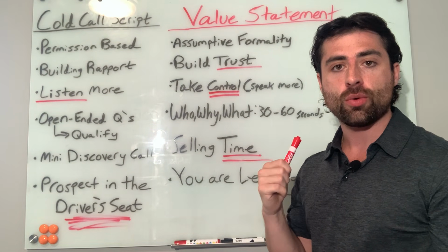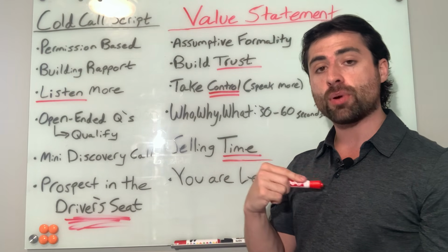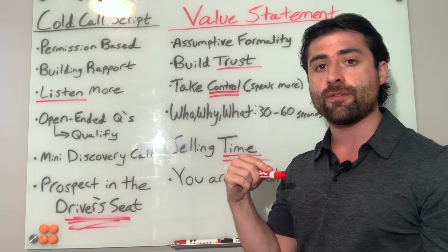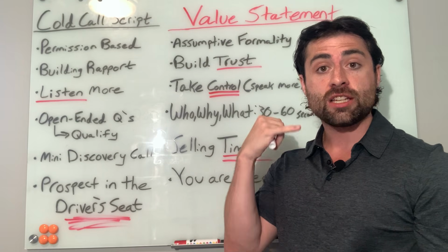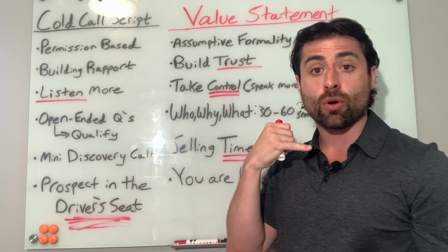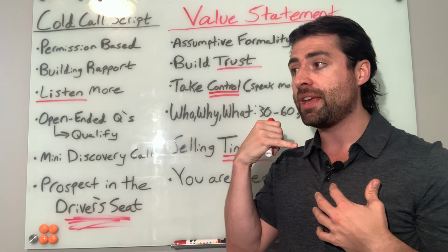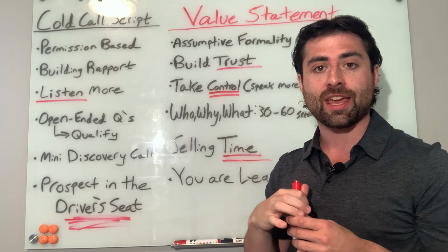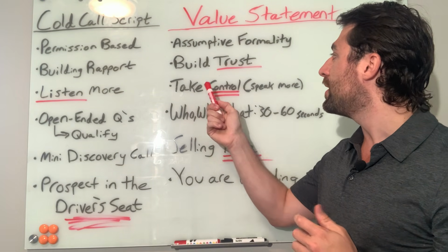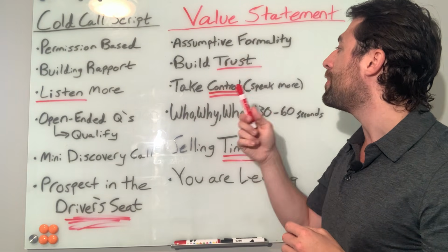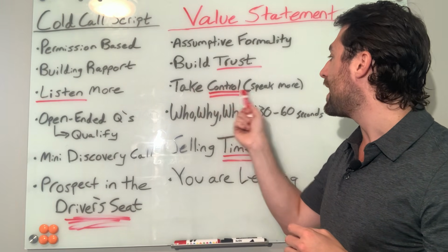So I want to be doing the speaking out of the gate, because the burden of proof is on me to give off value. I haven't proven anything yet. To them, I'm just a cold caller. And to be quite honest, most people don't like cold calls. I get cold calls sometimes, and my immediate reaction is, this person probably can't help me, and it's on them to prove that they can. So the difference between a value statement is get that assumptive formality, and build trust by taking control.